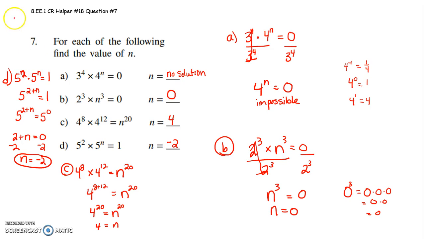And right from the get-go up here, you could have guessed and checked that. 5 to the 2nd times 5 to the -2. Keep the base, add those exponents. 2 plus -2 is 0. And guess what 5 to the 0 power is? It's 1. So I would think that one maybe is a little more complicated for some. Hope that helps.